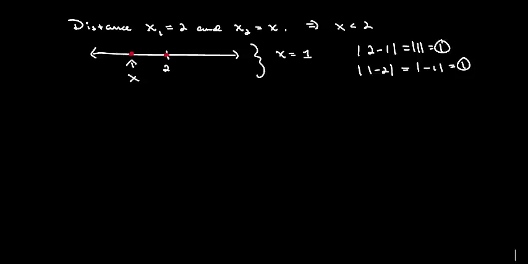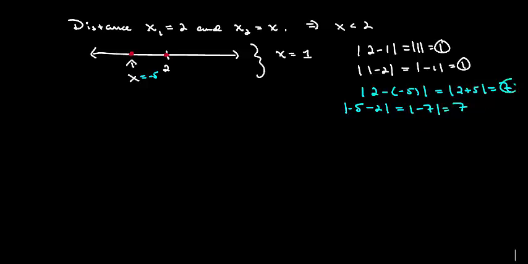Let's pick another number out here. Let's say we picked x to be equal to negative 5. Now, clearly the distance here is 7. Let's check it out. Well, that would be 2 minus negative 5, which is the absolute value of 2 plus 5, which is 7. The other way would be the absolute value of negative 5 minus 2, which is the absolute value of negative 7, which is also 7. So again, it works.